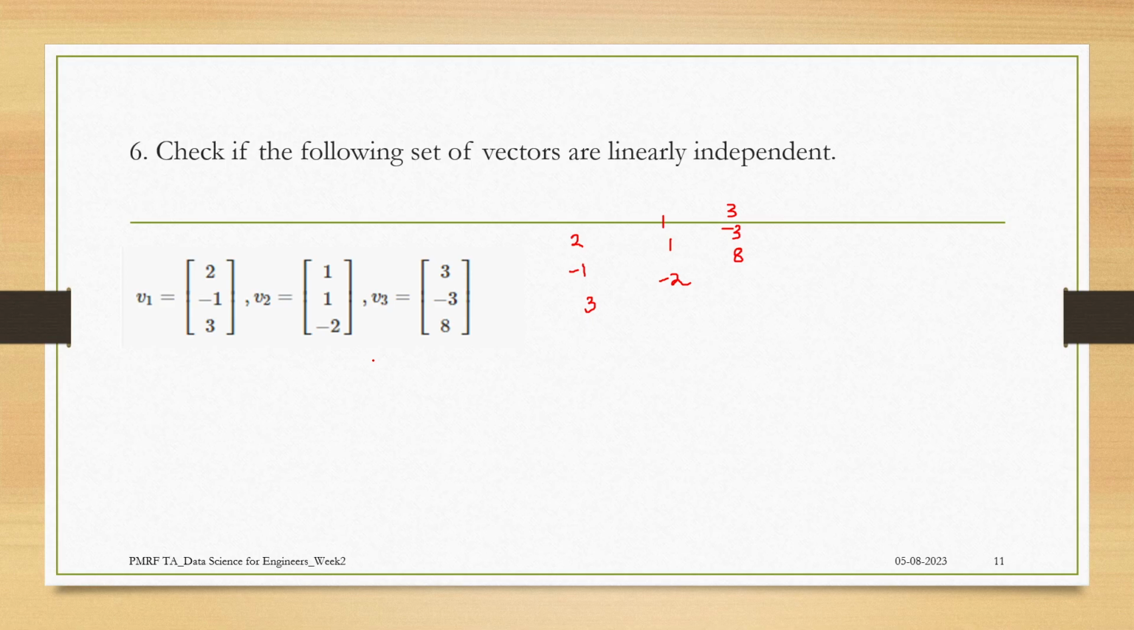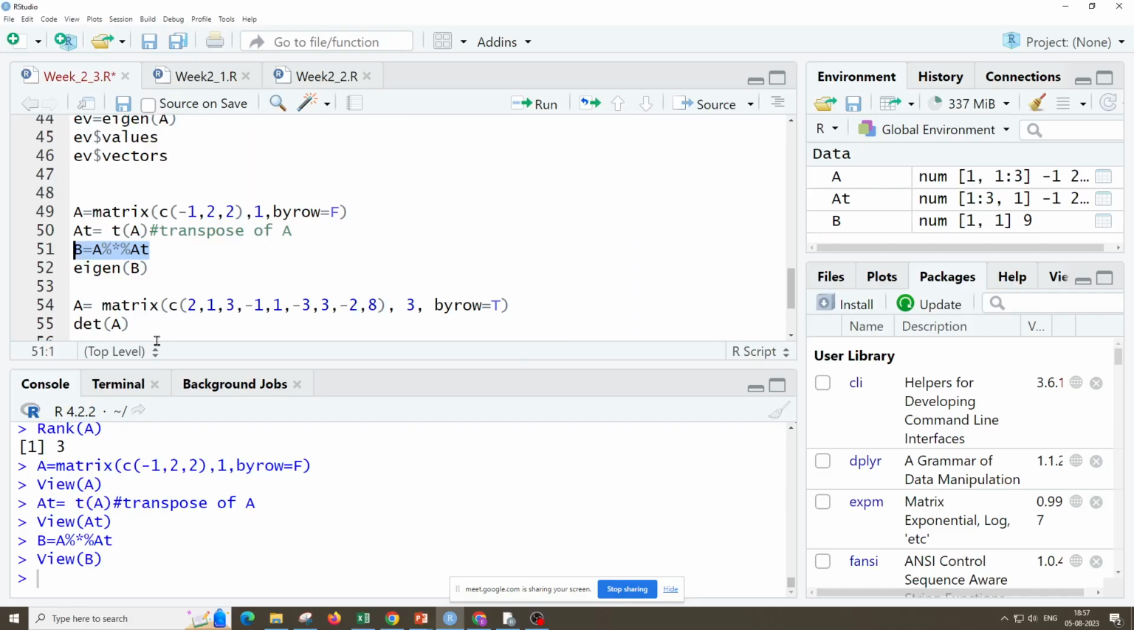Okay, so we'll move on to the next one. 2 minus 1 3, 1 1 minus 2, 3 minus 3 8. Can you tell me if these vectors are linearly independent? Jason has told all are independent. Okay. So what you can do is find out the determinant. Or for simplicity we'll move on to RStudio.